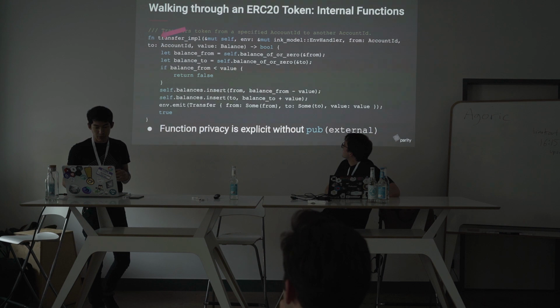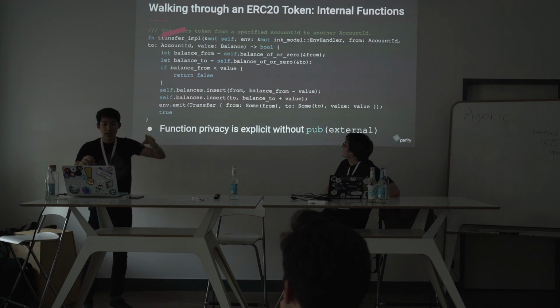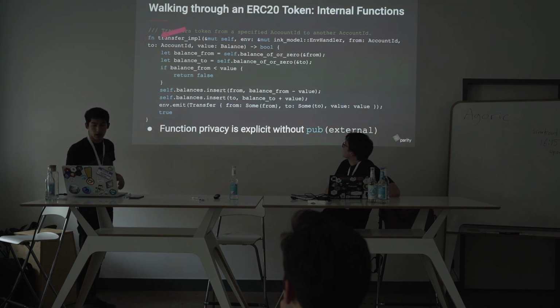Let's jump to the transfer implementation. Basically, I just want to show you here the function privacy. This is the internal function that transfer and transfer_from both call. And this function is not accessible from outside the contract because it doesn't include pub external. So this is an internal function.